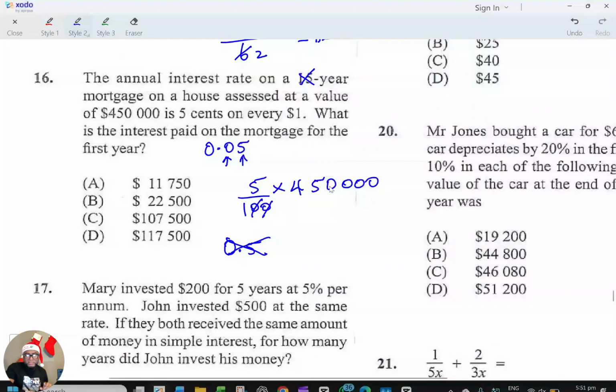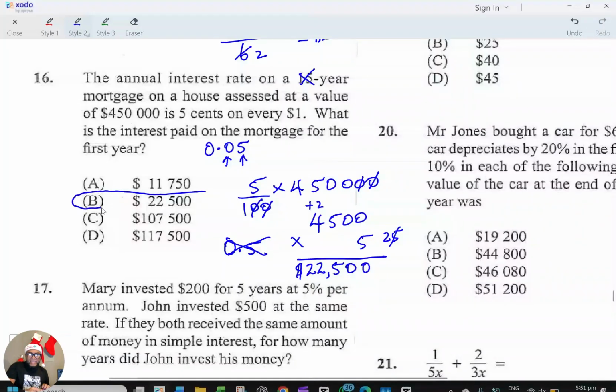So cross out some zeros here. We're going to have 4,500 multiplied by 5. 5 times 5 is 25, you put 5 here and carry 2. Then 4 times 5 gives 20, and 20 plus 2 would be? My answer is B.